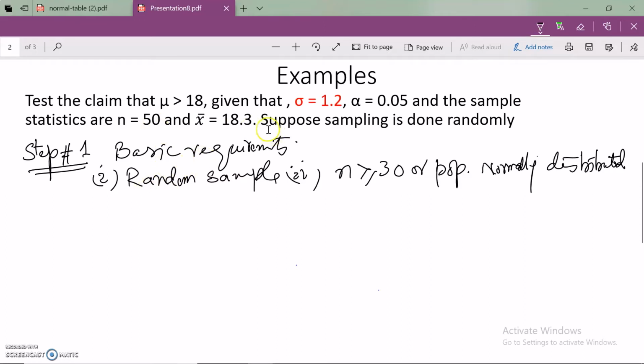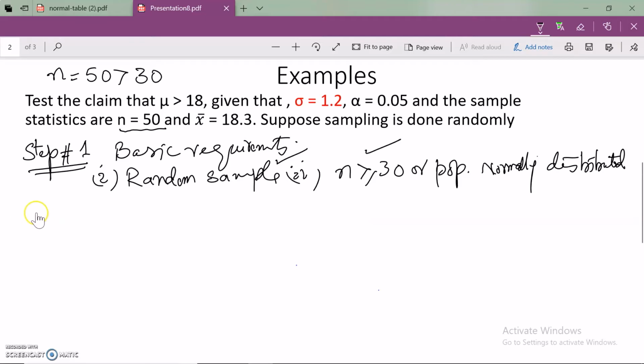So let's see. Look at that. Suppose that the sampling is done randomly. So this is already there. We are already provided that the sampling is done randomly. Second requirement, n is greater than 30 or the population is normally distributed. Look at that n. N is 50. Our sample size is 50, and definitely 50 is greater than 30. So we are good with that also. So both the basic requirements are met, so we can go ahead with the hypothesis test. Now we go to step number 2.